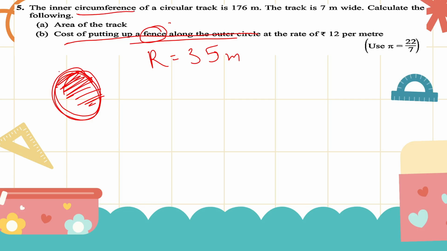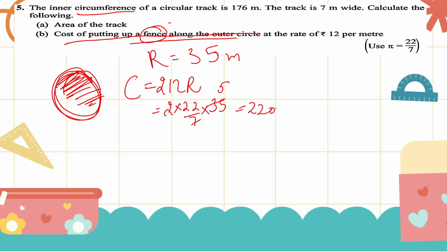Circumference means the length of the circle. The word perimeter we use in square and rectangle, and in a circle we use the word circumference, the meaning is the same. And if we have to find the cost, we need to find firstly the circumference. 2 pi r, that is 2 into 22 over 7 into 35, and then simply calculating the values we can find 220.